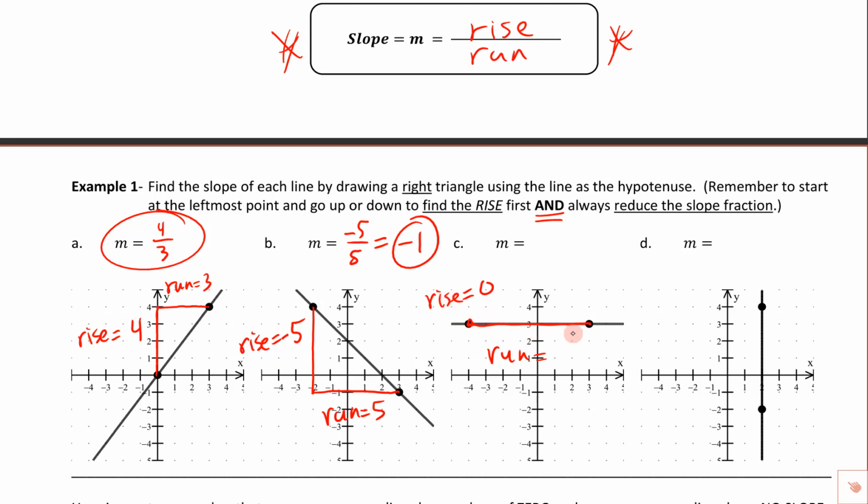We didn't go up or down at all. Run is how far we go left to right. So let's count. This would be 1, 2, 3, 4, 5, 6, 7. So the run is 7. So the slope is the rise over the run. So we're going to put 0 on the top and 7 on the bottom.